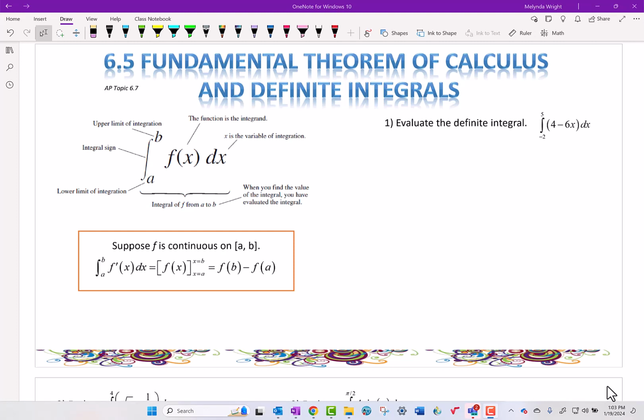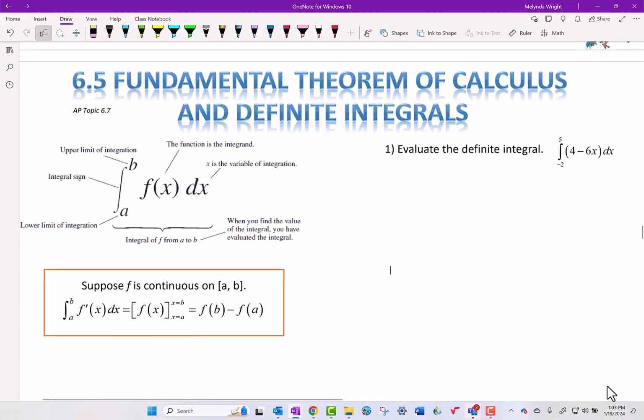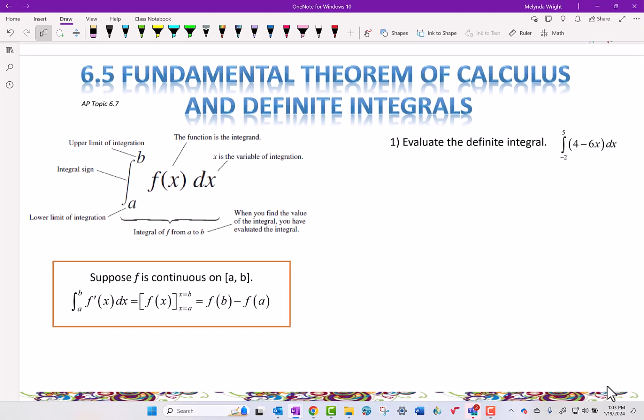All right, let's take a look at our lesson for today. Today we're going to look at the fundamental theorem again, but this time this part is called part 1. This is fundamental theorem part 1.